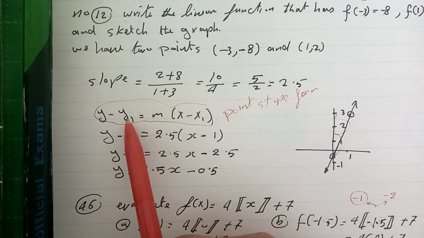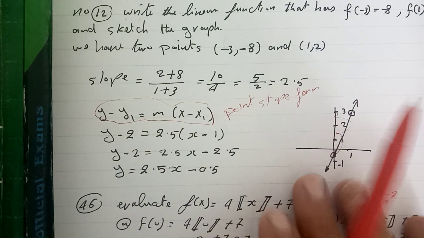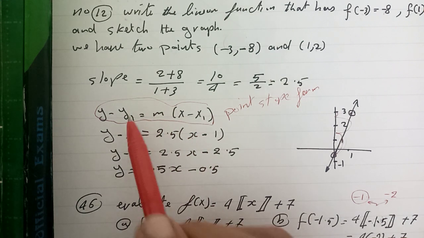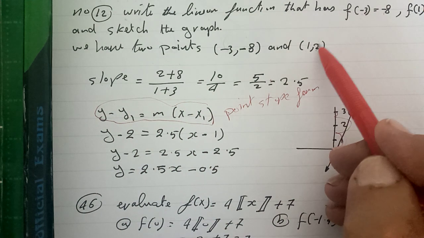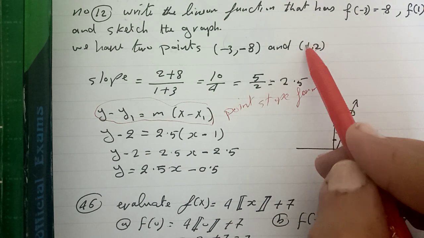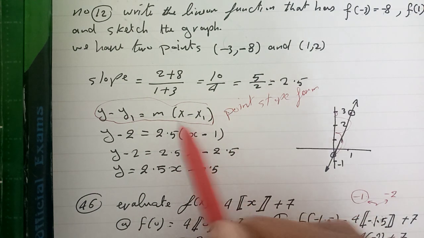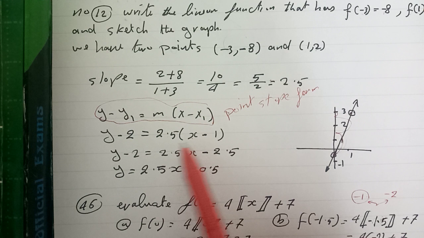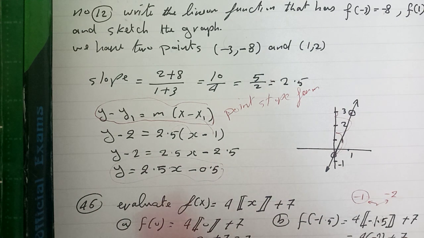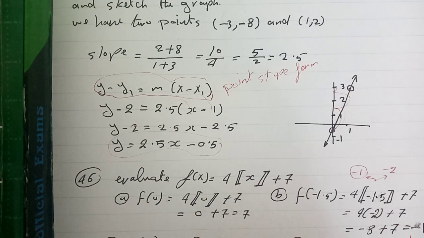y minus y1 equals m(x minus x1). y and x are kept as they are, but the y1 is, let's say, 2, and x1, let's say it is 1, and the slope is 2.5. Simplify this equation, multiply here, and take the -2 to the other side. It will be like this. This is the equation. And then sketch the graph.